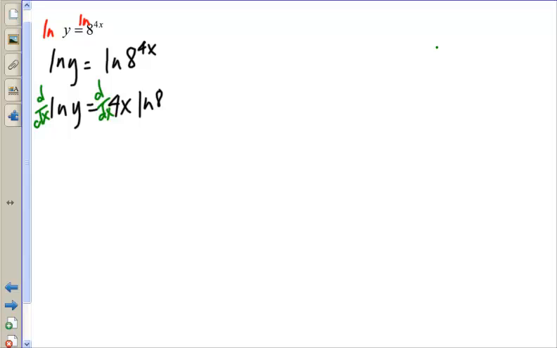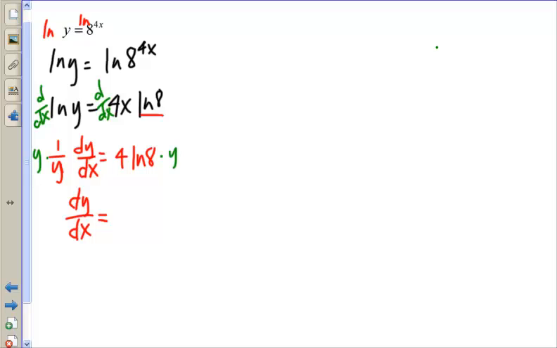So now when I take the derivative on both sides, on the left, I have 1 over y dy dx. Gotta have the chain rule. On the right, the natural log of 8 is a constant, so it's just the derivative of the first times the natural log of 8. Multiply both sides by y. Again, algebraic correctness. And I have dy over dx equals 4y natural log of 8.